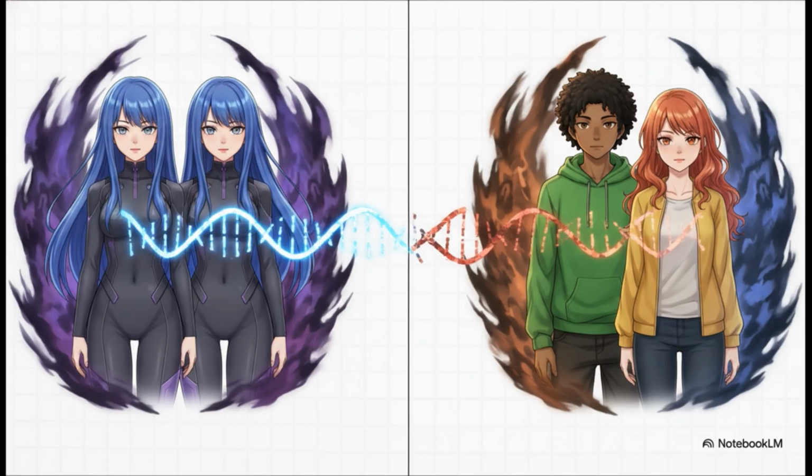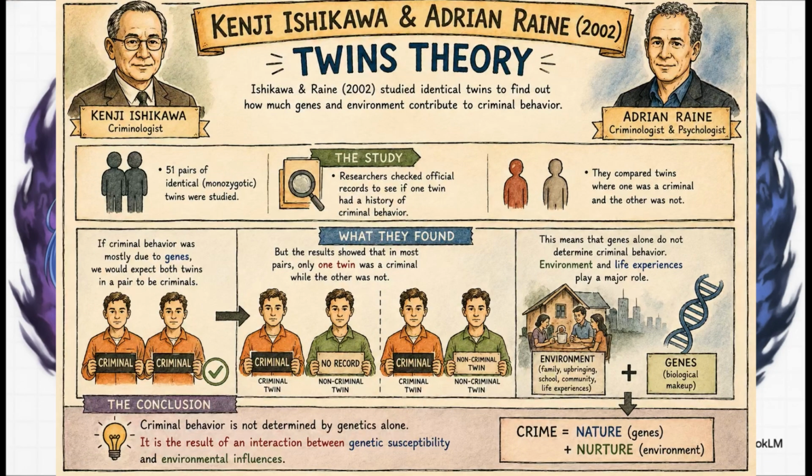But even more compelling is Ishikawa and Raine's 2002 meta-analysis on twins. Now, identical twins share 100% of their genes, right? While non-identical twins share about 50%. The data shows a massive 44% concordance rate for criminality in identical twins. That means if one twin has a record, there's a 44% chance the other does too. Compare that to just 21.6% for non-identical twins. That huge jump strongly suggests there's some kind of genetic link to criminal behavior.